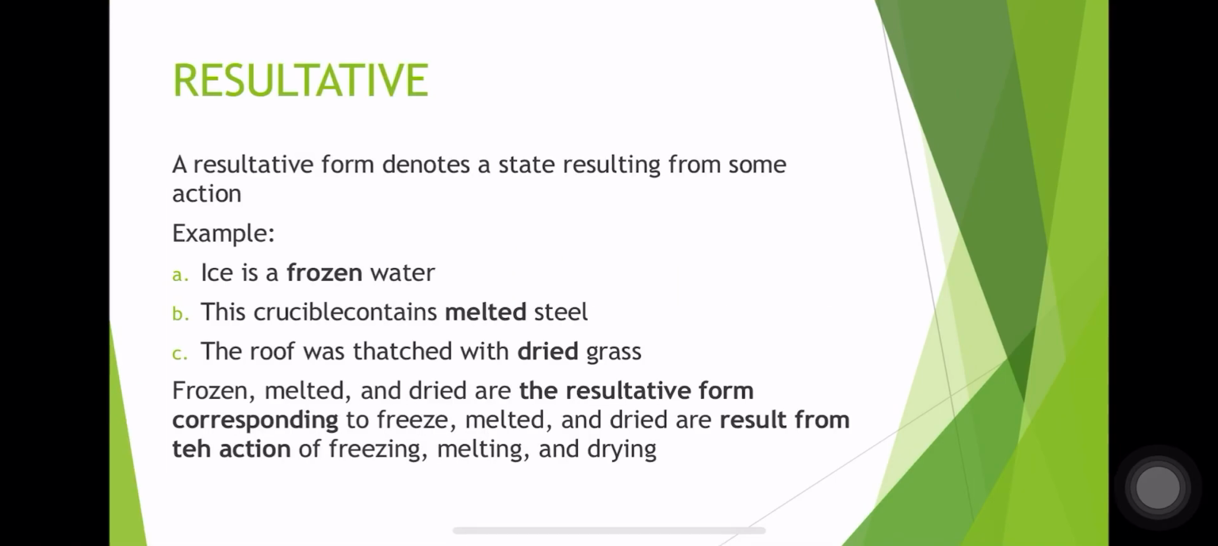So let's start from the resultative. What is resultative? A resultative form denotes a state resulting from some action. For example, ice is frozen water. This crucible contains melted steel. The roof was thatched with dried grass. The words frozen, melted, and dried are the resultative forms corresponding to freeze, melt, and dry, a result from the action of freezing, melting, and drying.